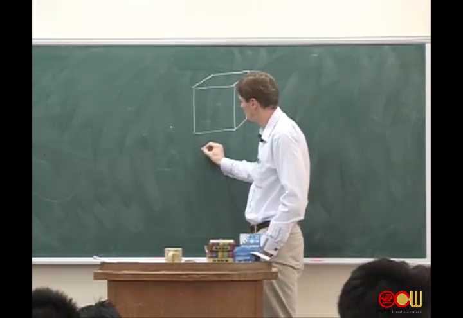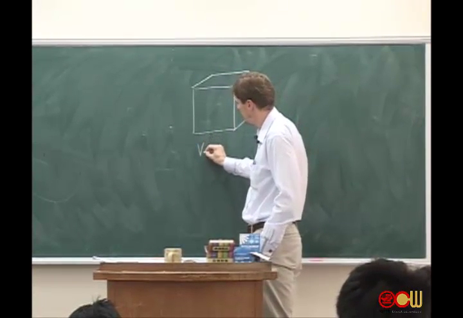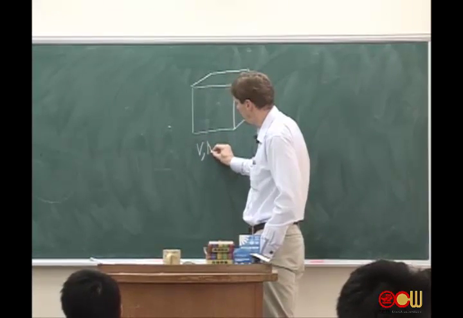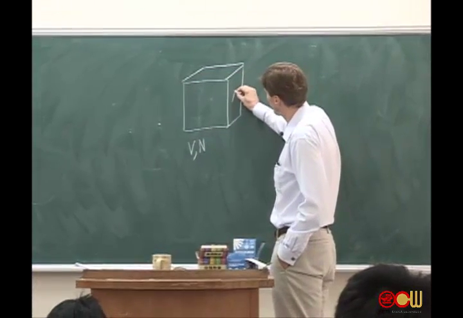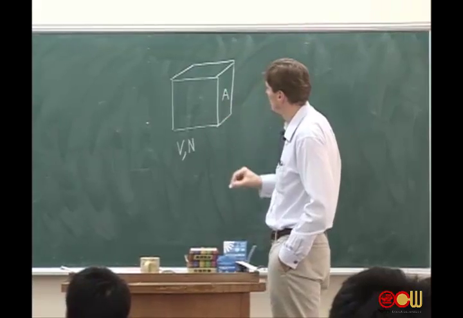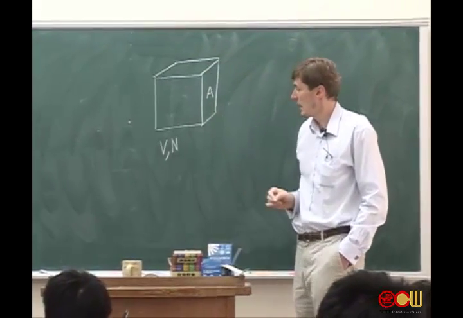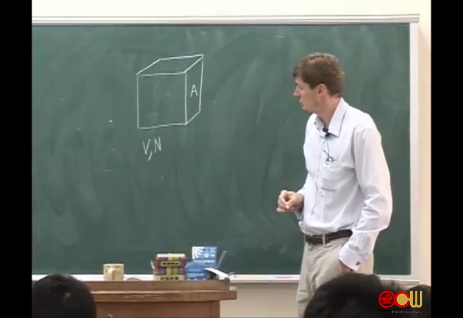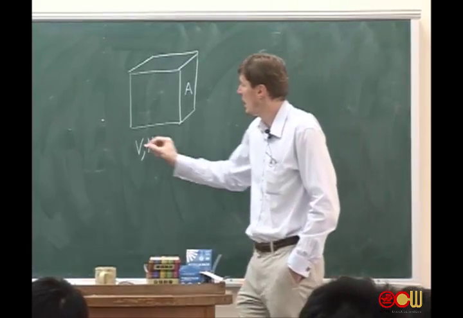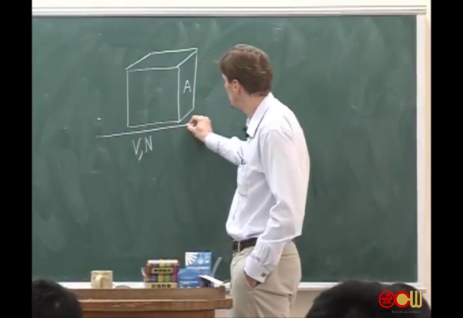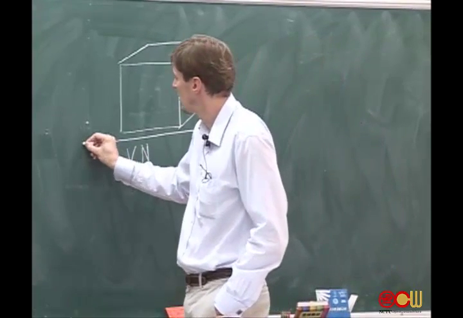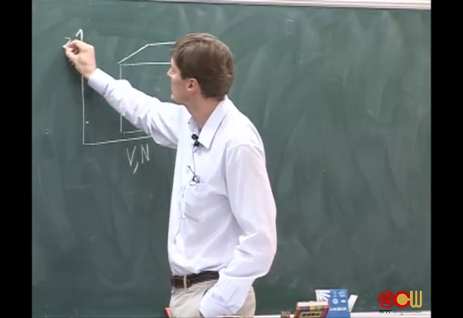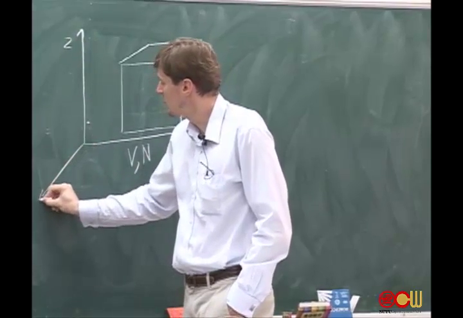Everything we know about this cube: it has volume V, and it has n particles inside. We also know that the surface of this wall is A. Now we introduce the system of coordinates. Here would be the x-axis, here would be the z-axis, and here would be the y-axis.